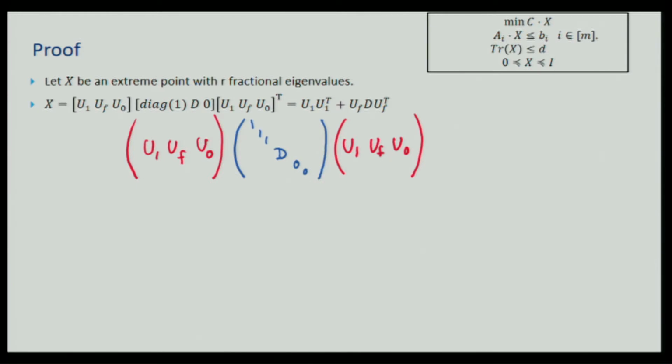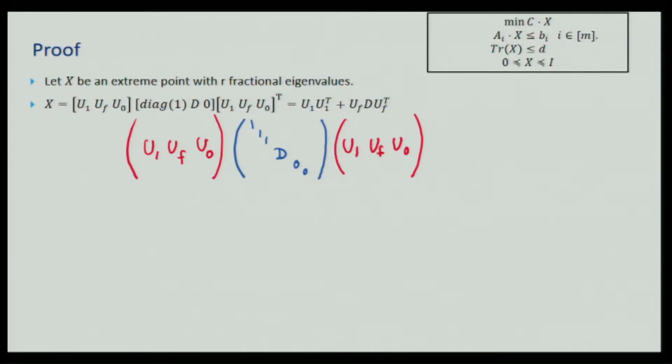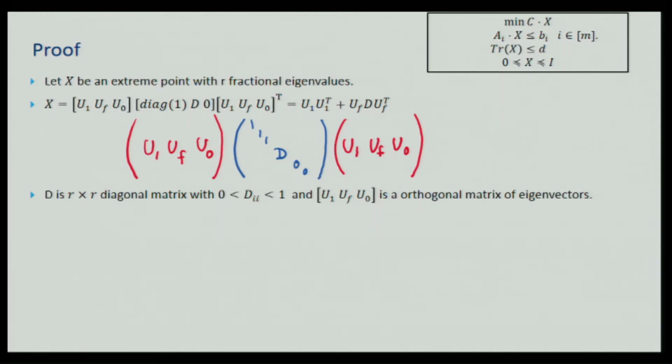So let it be an extreme point, and suppose it has some R fractional eigenvalues, eigenvalues that are not exactly 0 or 1. We've already guaranteed that all eigenvalues are between 0 and 1. So here are the eigenvectors for eigenvalue 1, and eigenvectors for eigenvalue 0. There might be multiple choices, just pick one basis here. And then these are the eigenvectors for fractional eigenvalues. That's how I've decomposed x. I should write x equal to this. And then here are the eigenvalues. This is some diagonal matrix of fractions between 0 and 1, and the rest of it. So we've got this matrix here.